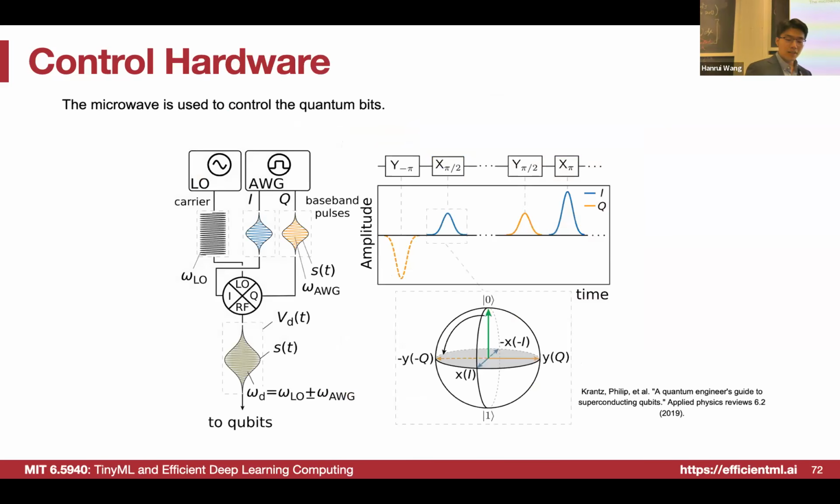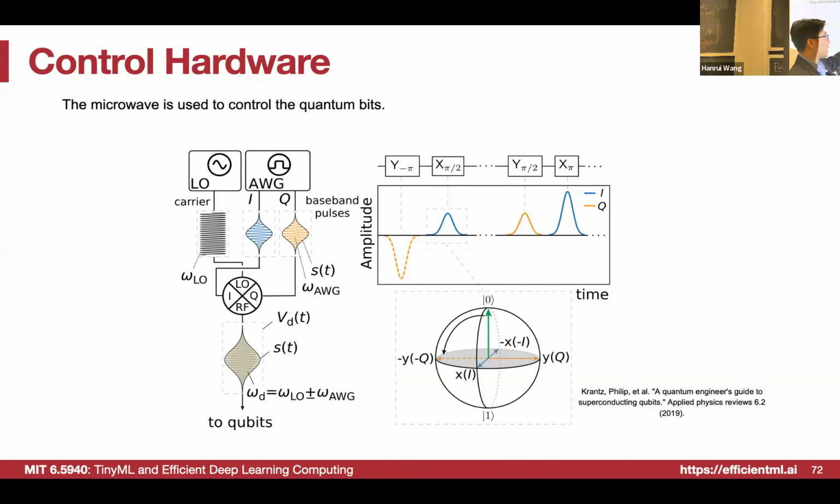So here is actually detailed information about the control signal we are generating for each of the qubits. Here we can see that there is an omega LO, which means it's a carrier frequency, right?